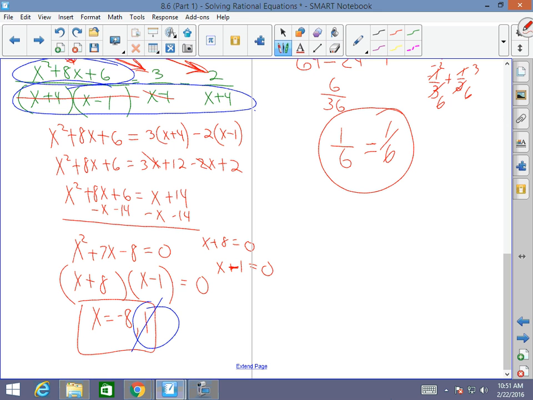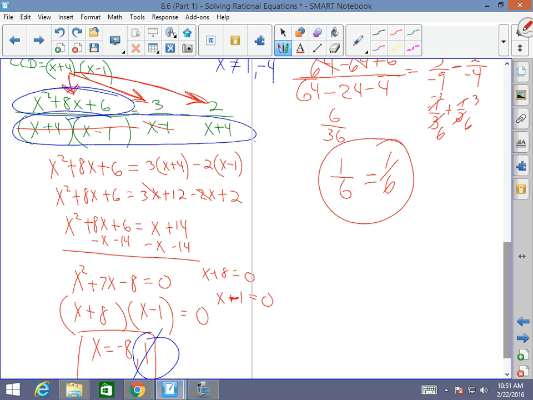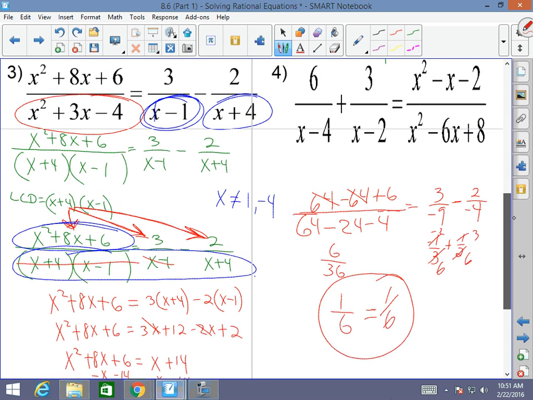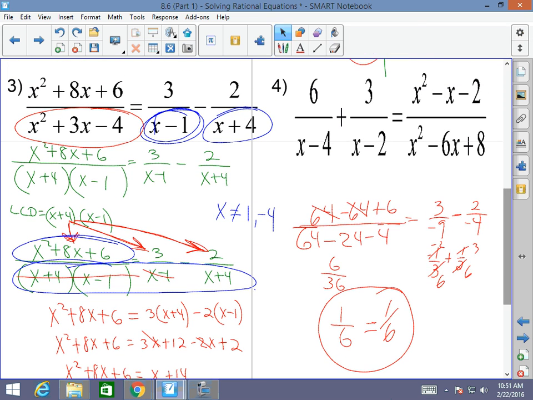Very important for you to check. However, odds are, just so you guys know, odds are, not always, but odds are, if one of the examples is extraneous, the other one usually works. But I have had situations, and you will too, where you have no solution. So you got to check your work. Does that make sense? Okay.